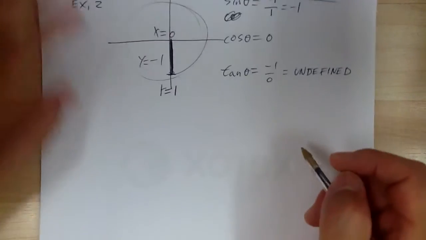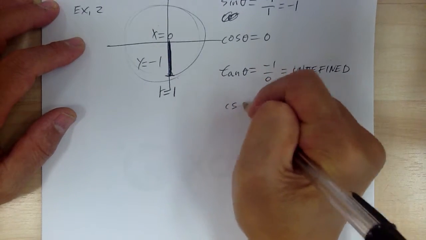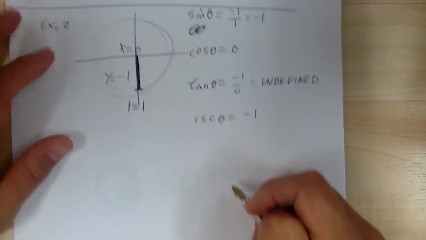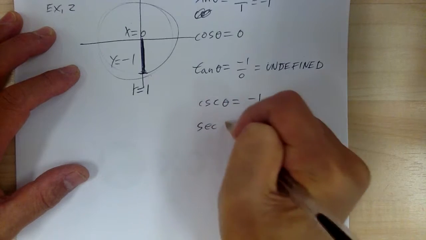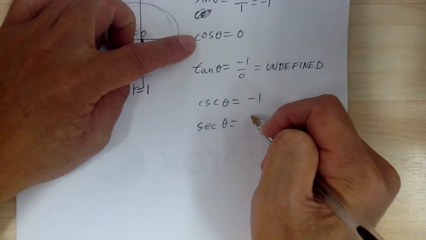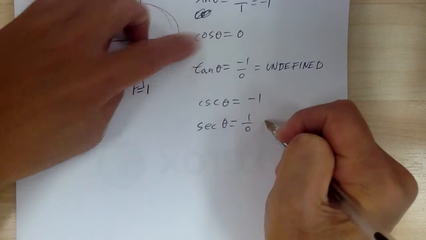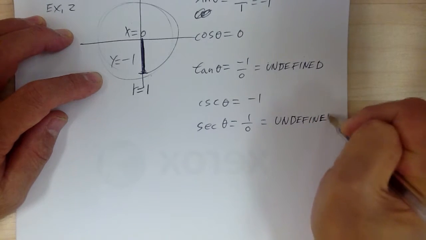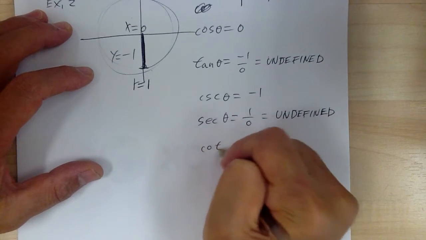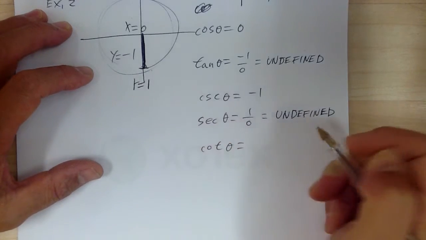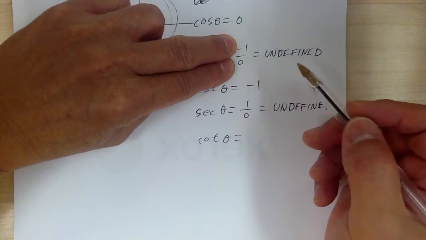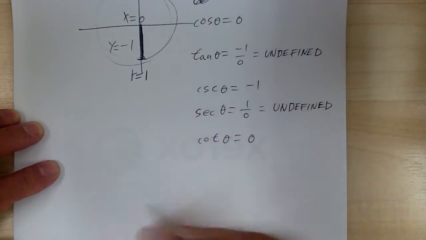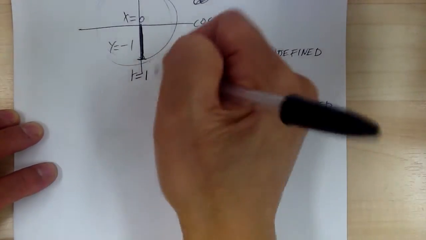So now let's go and get the other 3. Sine gives you cosecant. So cosecant is the reciprocal. So -1, when you flip it over, it's still equal to -1. Okay, the secant, you flip cosine over, so it's equal to 1 over 0, right? Again, so this is undefined. Then you have the cotangent. Now tangent is infinity, so if you flip this over, you get 0 over -1, so you get 0. So that's how you do the quadrantal angles.